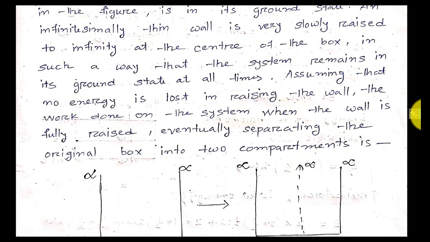So we need to find the work done on the system when the wall is fully raised. Initially the length of the box is 2L, and the particle is confined in this box. After that we raise the wall very slowly, where the particle is confined and the system remains in its ground state. So we need to find the work done on the system when the wall is fully raised, eventually separating the original box into two compartments.